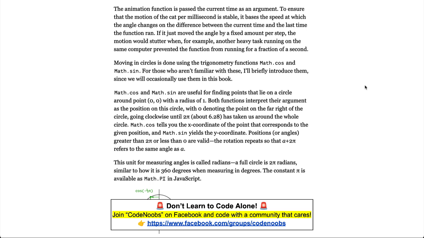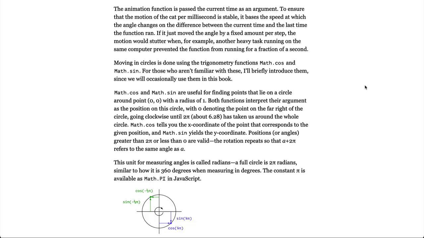The animate function is passed the current time as an argument. To ensure that the motion of the cat per millisecond is stable, it bases the speed at which the angle changes on the difference between the current time and the last time the function ran. If it just moved the angle by a fixed amount per step, the motion would stutter when, for example, another heavy task running on the same computer prevented the function from running for a fraction of a second.